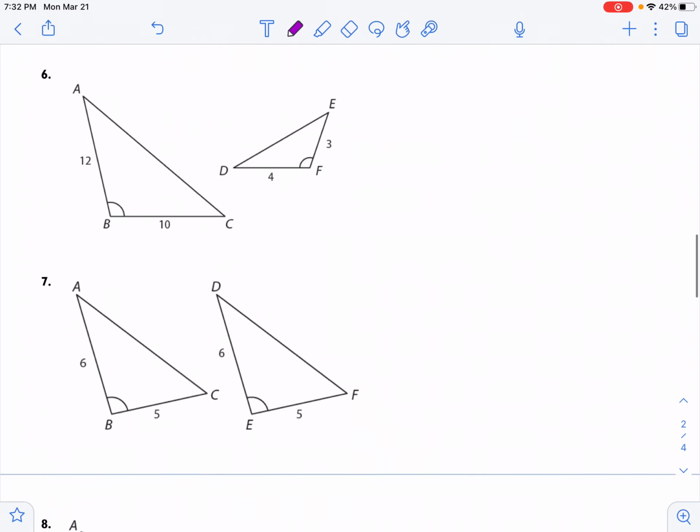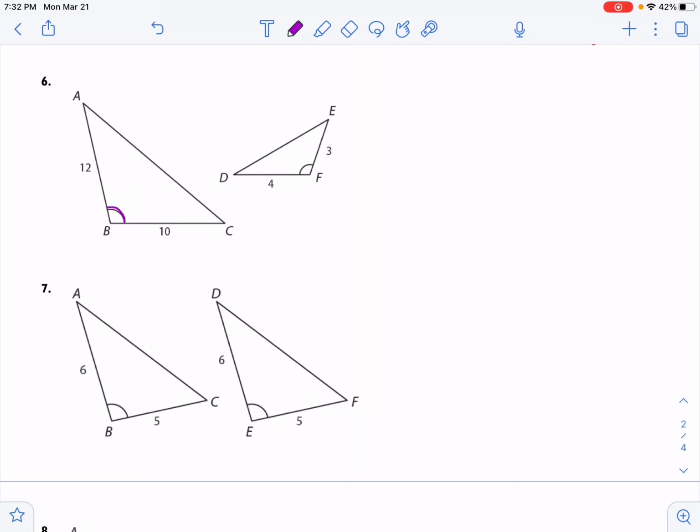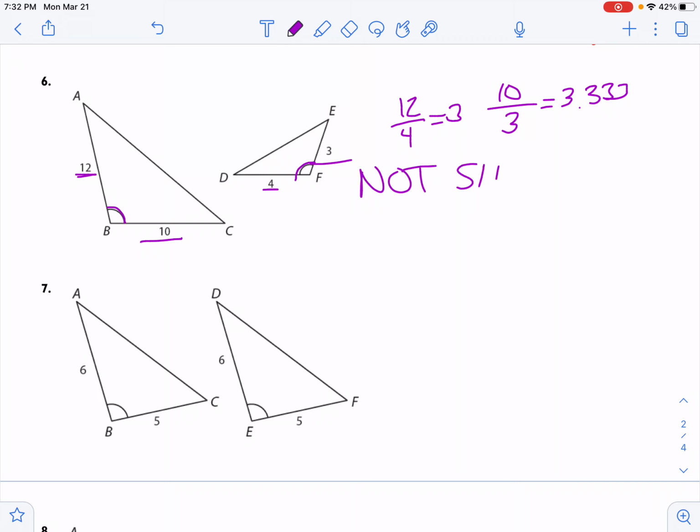All right, this next one looks like it's side-angle-side. So the angles are the same, so we're good. Let's try the sides. 12 is the big one, 4 is the big one. 12 divided by 4 is 3, we're looking good. Oh, 10 divided by 3, that is not 3. That is 3.333. The numbers do not match, so these are not similar. They're not exactly the same shape.